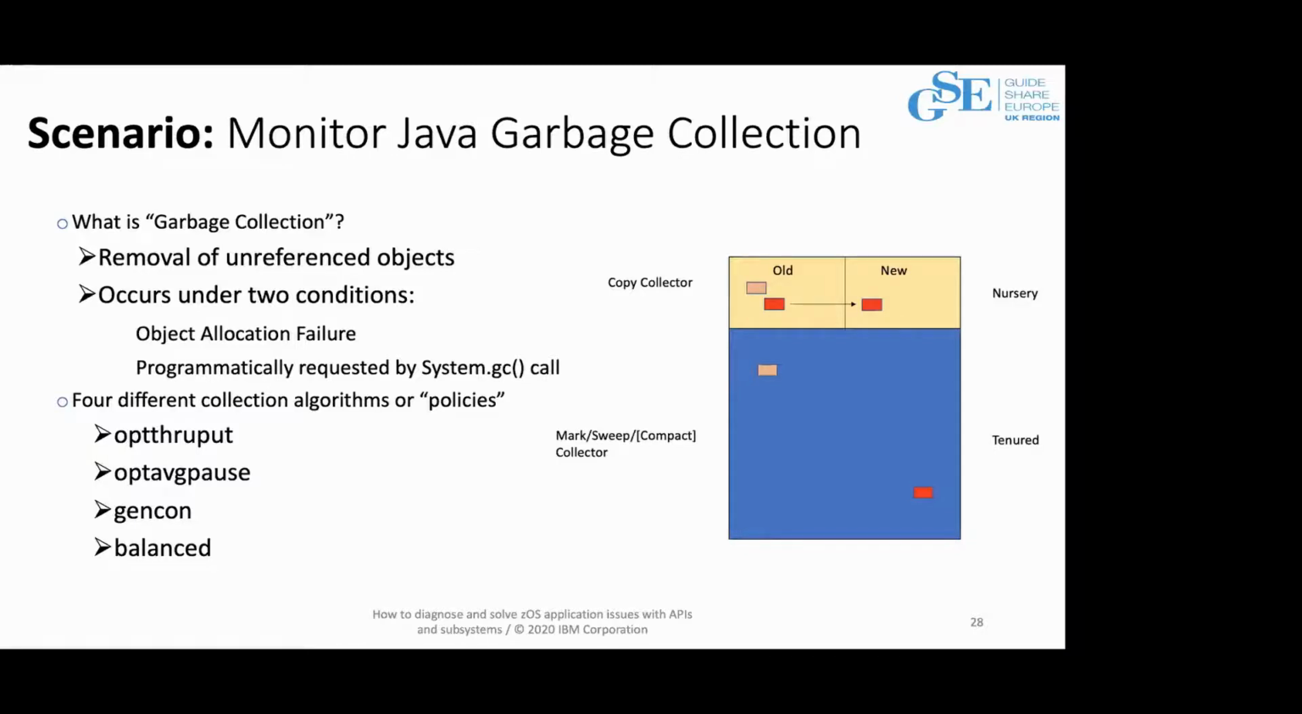Now, there are 4 types of algorithms, or policies as we call them, in garbage collection. The most commonly used is GenCon, and that's configured at your JVM startup. In this example, you see there'll be a nursery and tenured allocation for your memory. Okay.